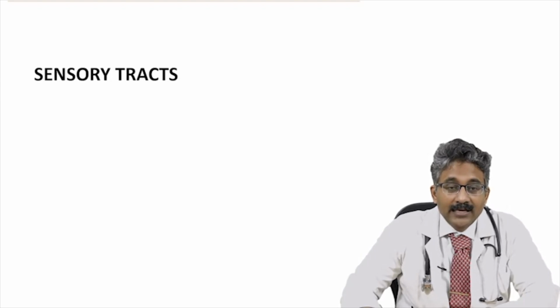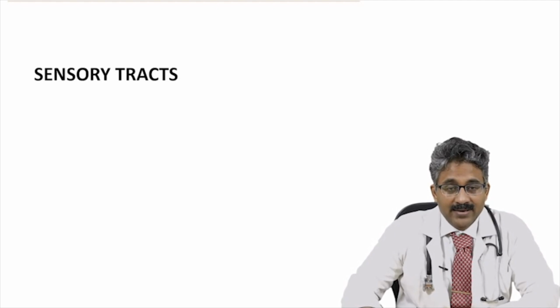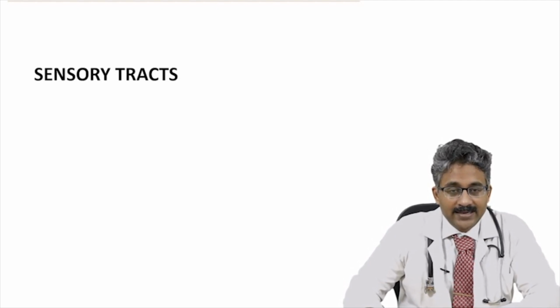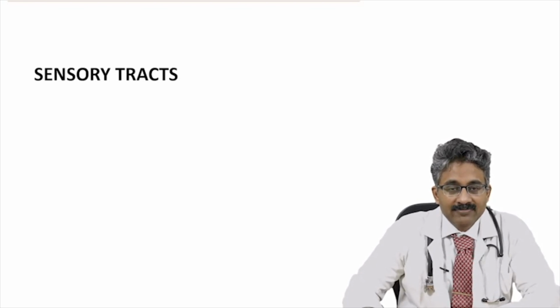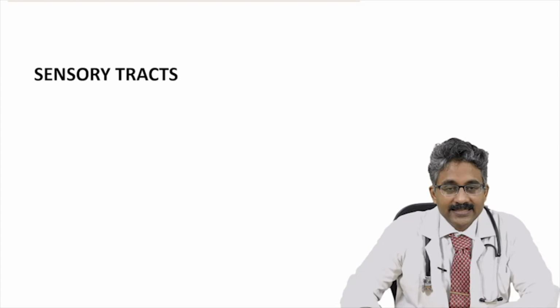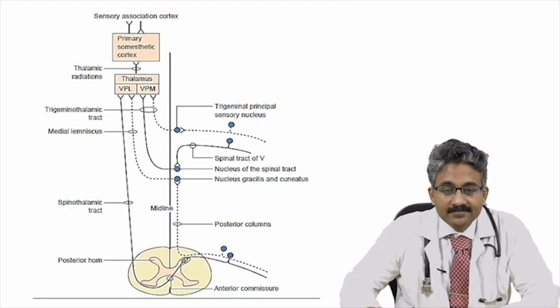Dear students, throughout the CNS examination I have been telling you that anatomy is the most important thing. You should know the detailed anatomy of the central nervous system to understand the examination part and logically interpret it. So today, before going to examine the sensory nervous system, we'll discuss briefly the anatomy of the sensory nervous system and sensory tracts. Right, so these are the sensory tracts, students.